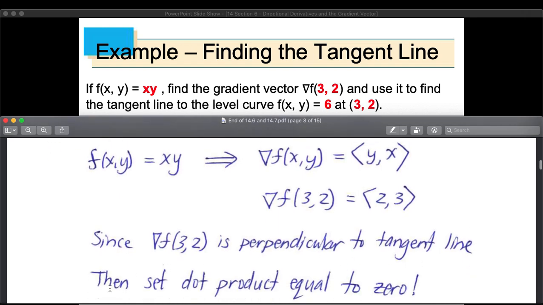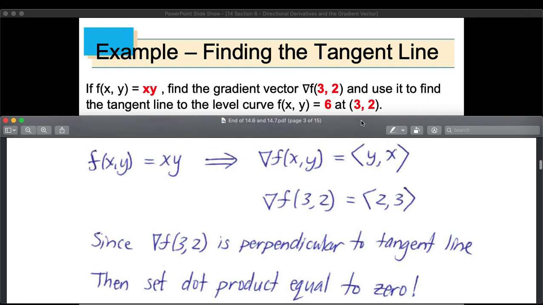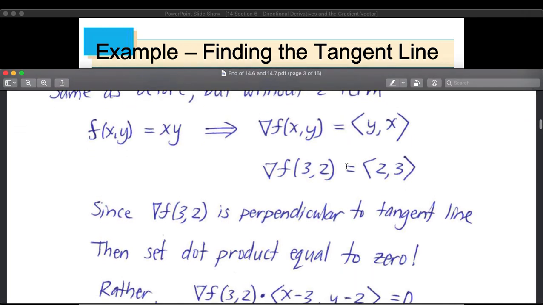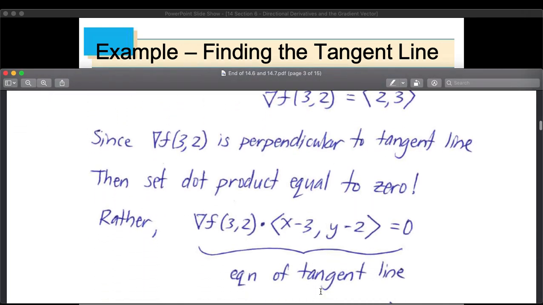So because this is true, what we can simply do is set the dot product equal to 0. And the dot product of what? Well, the dot product of the gradient dotted with where the tangent line physically is touching the surface, which is at the point (3, 2). That's why I have x minus 3, y minus 2 here. And this is not multiplication. This is the dot product. And when you set it equal to 0, you are guaranteeing that it's going to be perpendicular.